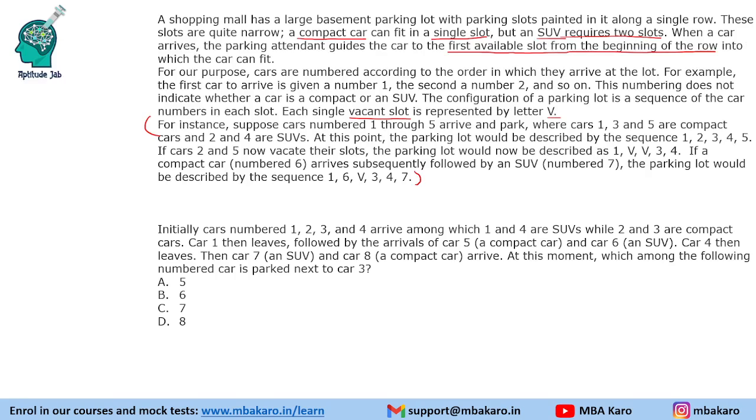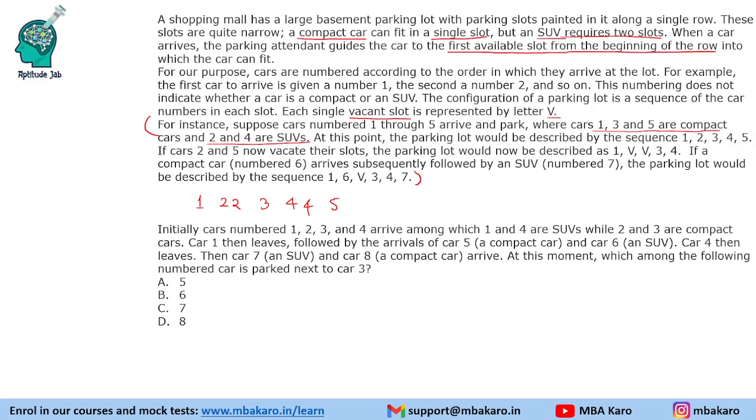For instance, suppose cars numbered 1 through 5 arrive at the park, where 1, 3, 5 are compact and 2 and 4 are SUVs. So 2 will acquire 2 slots, then we will have 3, then 4 will acquire 2 slots, then we will have 5. So the parking lot will be called 1, 2, 3, 4, 5. You will not count the two slots twice, you will just say it is 1, 2, 3, 4, 5.